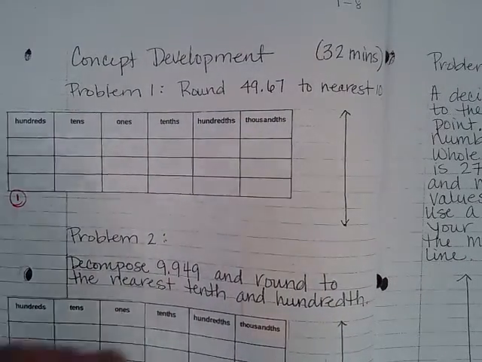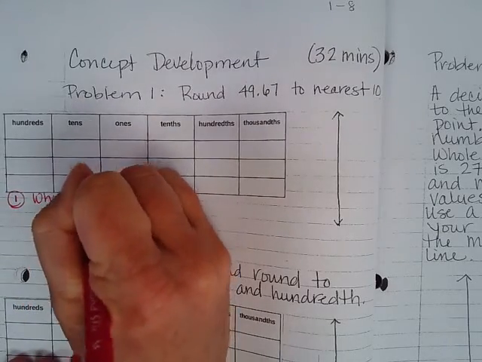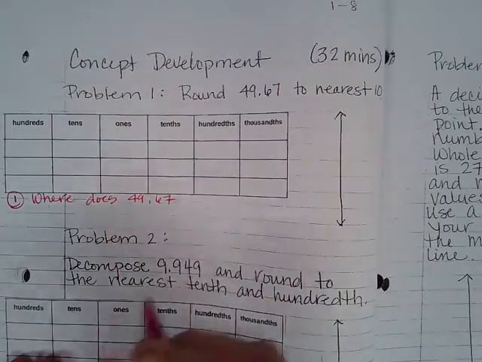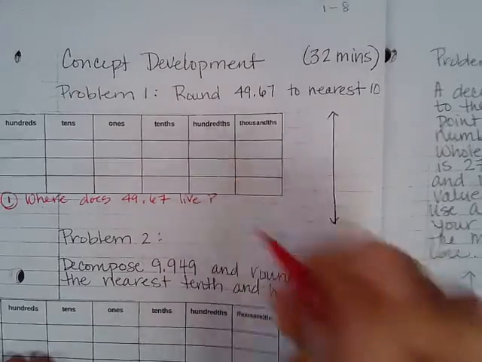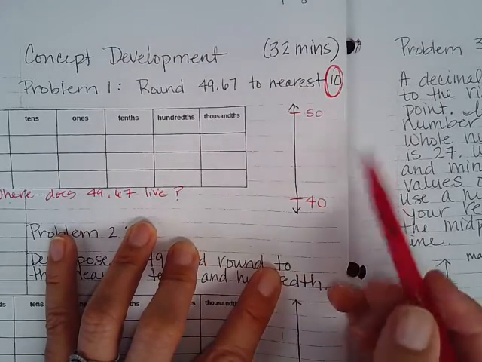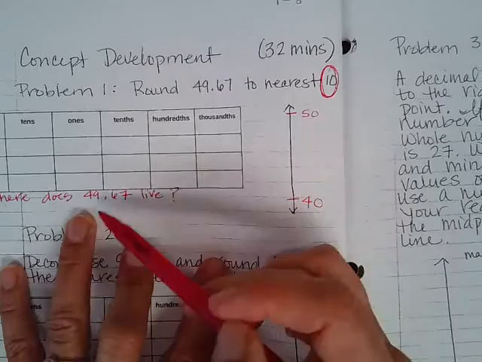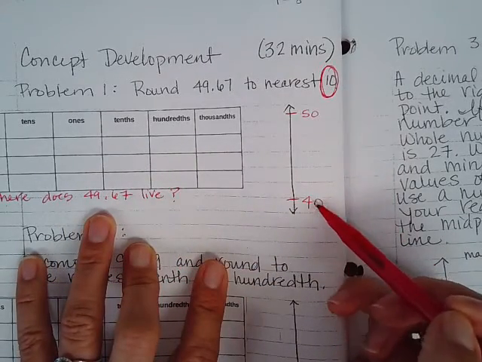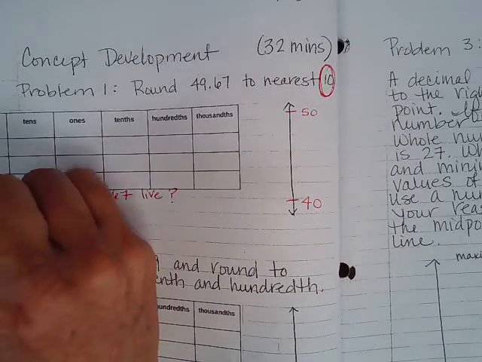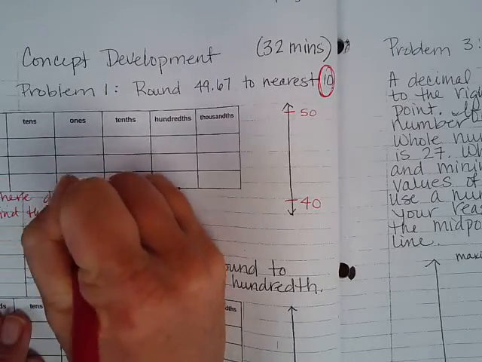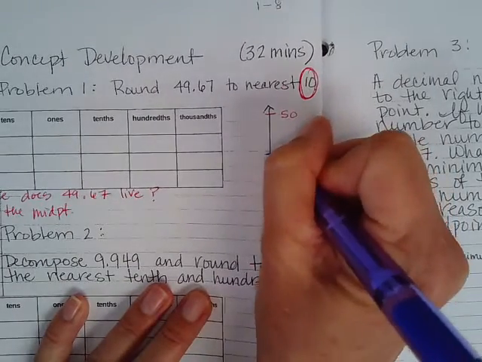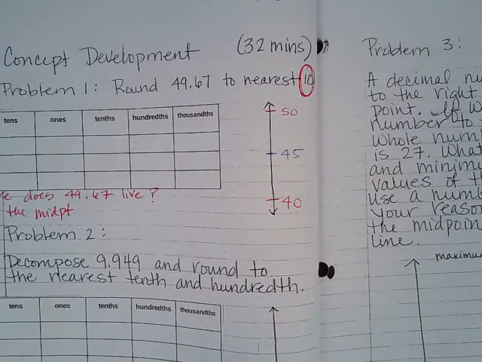Step 1. Where does 49 and 67 hundredths live? Between what two numbers? All right. So between the nearest 10. So we are going to find 40 and 50. This number 49.67 lives between the tens of 40 and 50. Step 2. Find the midpoint. So what is our midpoint? Yes, 45 is our midpoint.